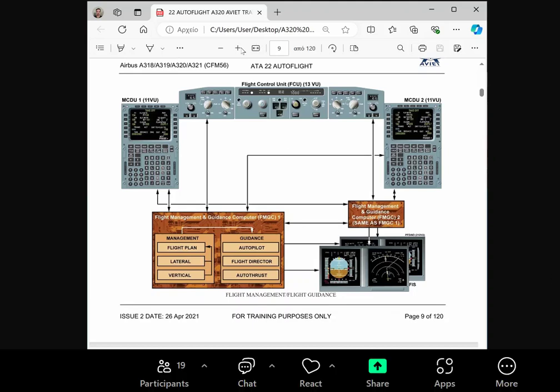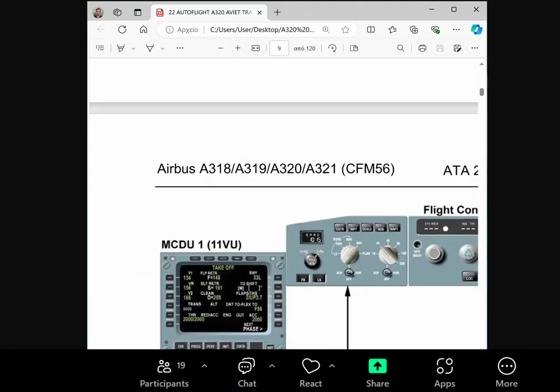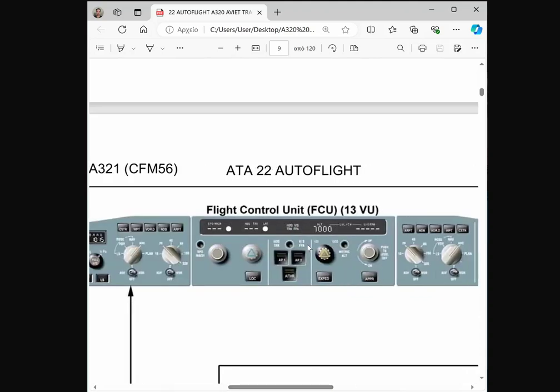It's very good to see the FCU, guys. What I told you before. This is the FCU. Here is the heading that I told you, the speed, the altitude, and this is the vertical speed.